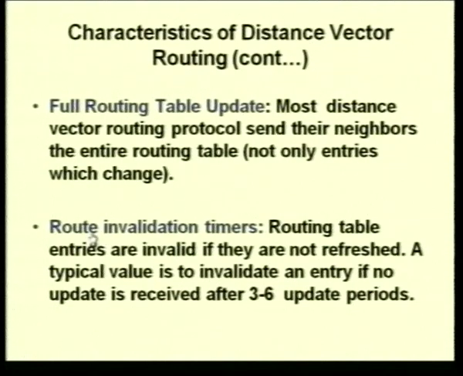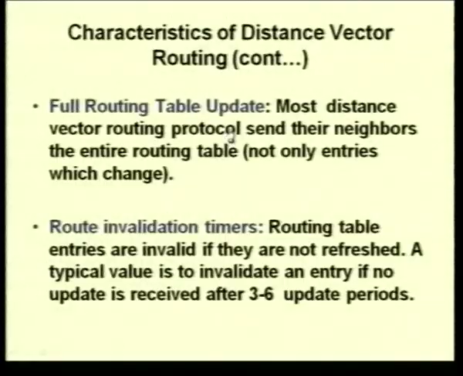Another feature that is normally used is route invalidation timers, that is, when the routing table entries are invalid, you will have to remove them from the table. So, how do you find out if they are invalid? If they are not refreshed, then the routing table entries become invalid. So, how do we do that? We have a value which is associated with every entry. A typical value is to invalidate an entry if no update is received after 3 to 6 update periods. So, you wait for about 3 to 6 update periods. If you do not get any updates about a particular routing table entry, you remove that from the routing table. You consider that it is stale and has not been refreshed, so you can remove it.